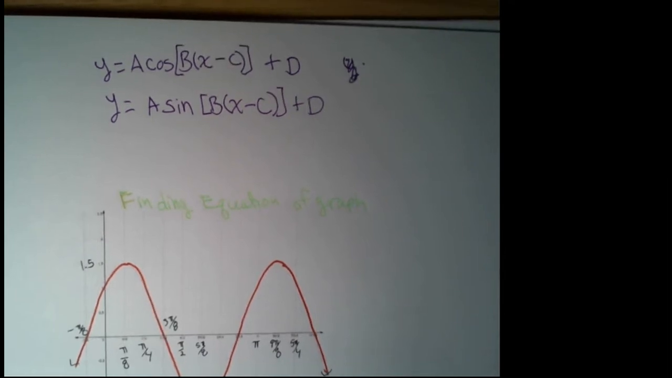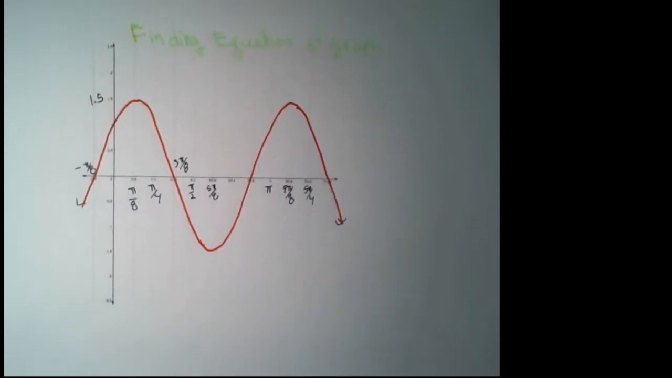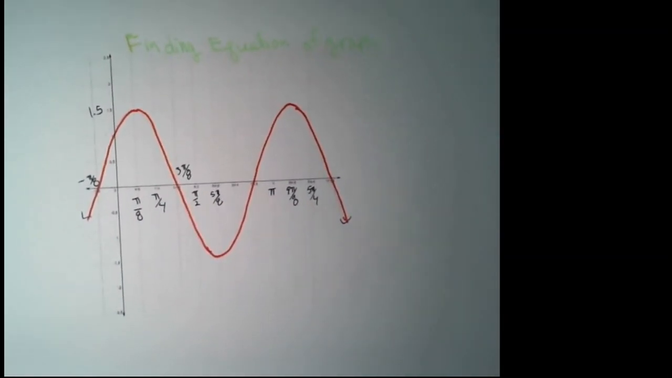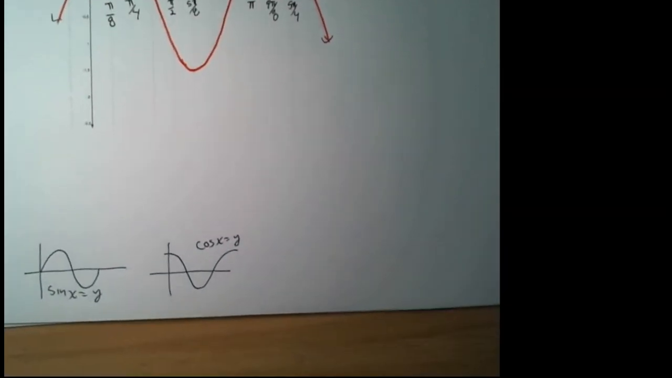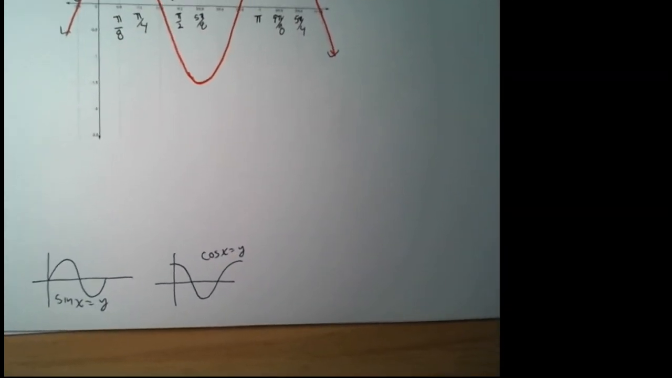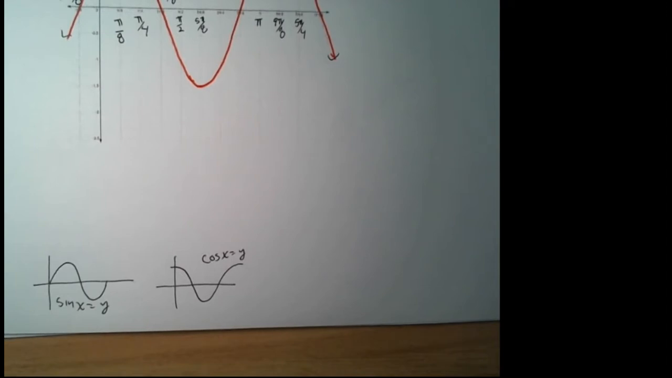Now, when I have a problem like this, I always want to recall what the basic, or parent, graphs of the cosine and the sine look like. I remember the sine, I think of the fundamental period starting at 0, 0, whereas the cosine starts at 0, 1.